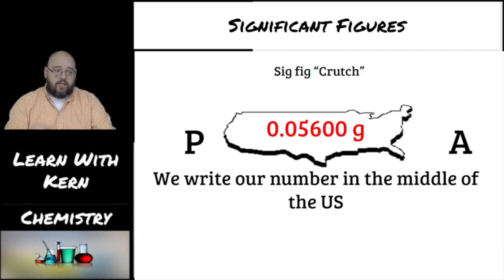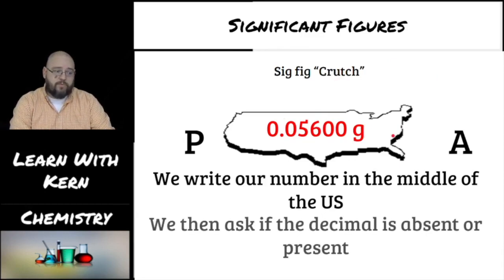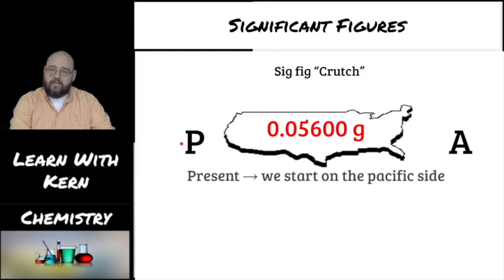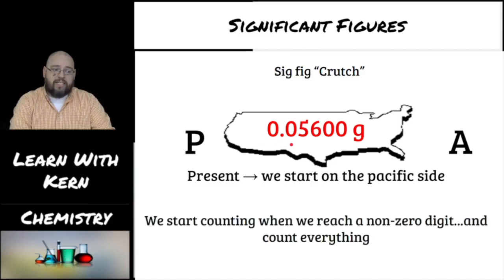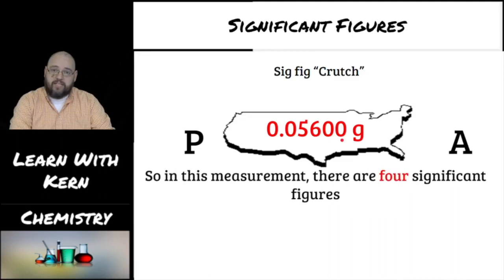0.05600 grams. Now, I want to know how many significant figures there are in this number. So I ask myself, is the decimal present or absent? Well, the decimal's right here, so it is obviously present. All right, so since the decimal is present, we're going to start on the Pacific side, or the left side of our number. And we're going to go from this side over, and when we get to something that is not zero, this 5 is not 0, I'm going to start counting, and I count everything. So 1, 2, 3, 4. There are 4 significant figures in this number.